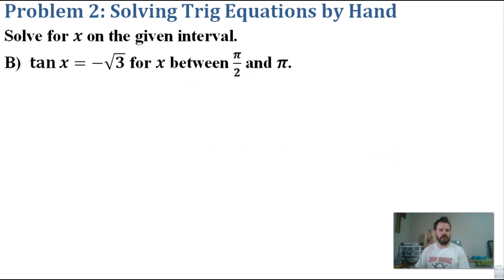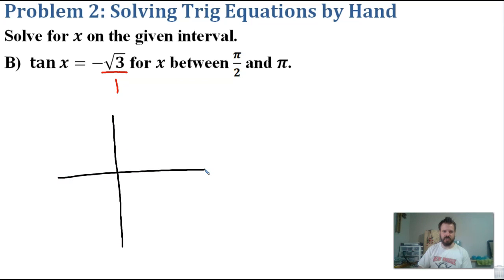All right, so here we go. Tangent of x equals negative root 3. It's going to be helpful to think of that as negative root 3 over 1, for x between pi over 2 and pi. So again, we're going to angles in standard position. I know that pi over 2 is right here and pi is right there. Therefore, we're looking for an angle between the two of these. So we're talking about an angle that goes to this second quadrant. That's the x I'm looking for.